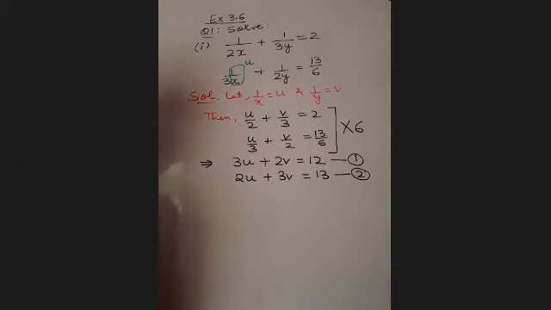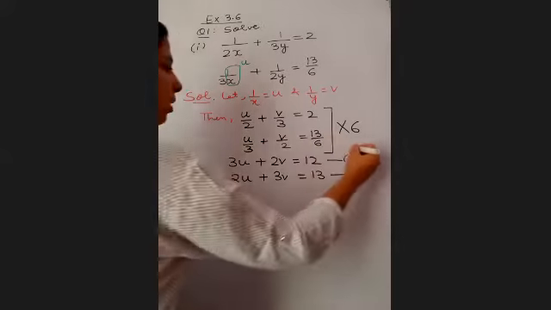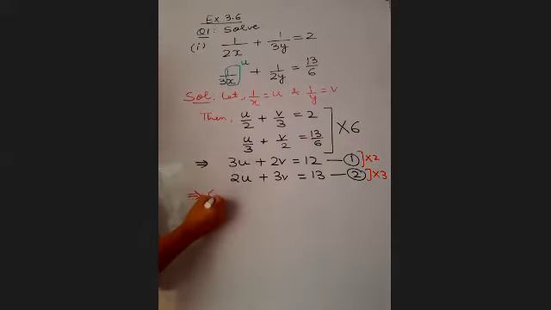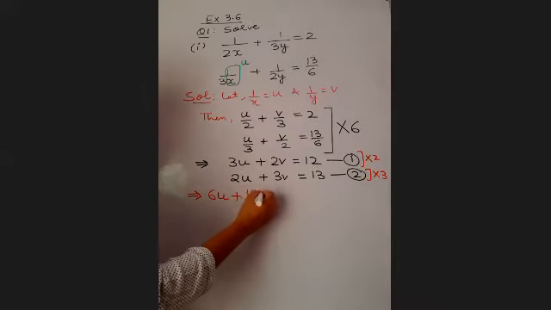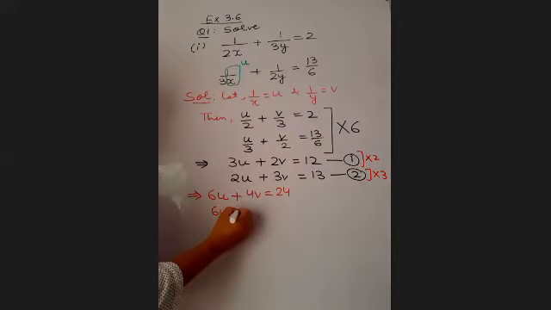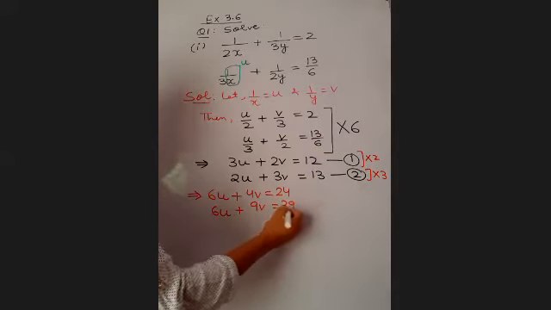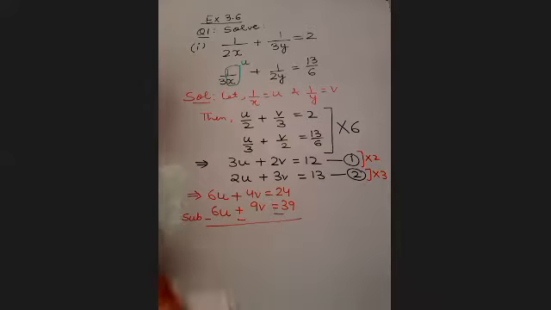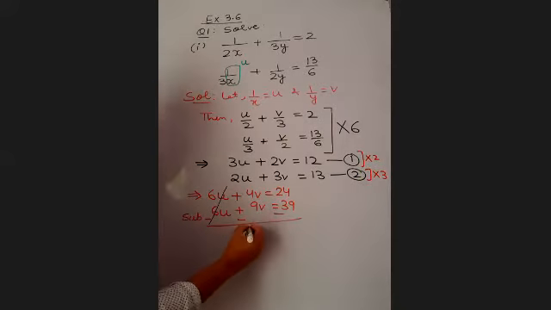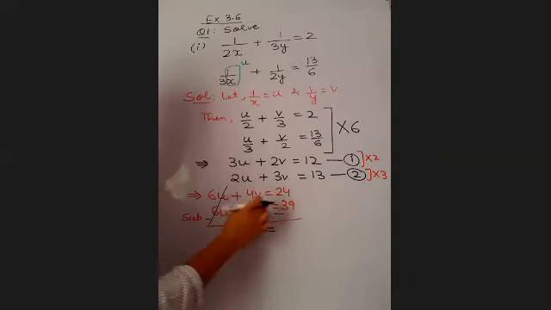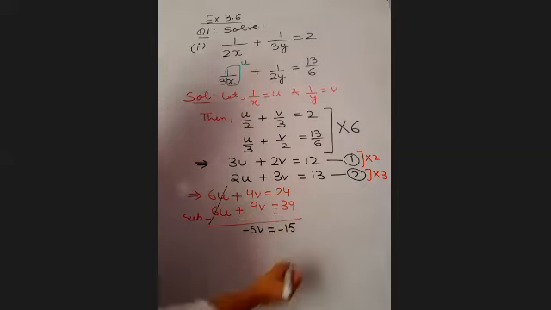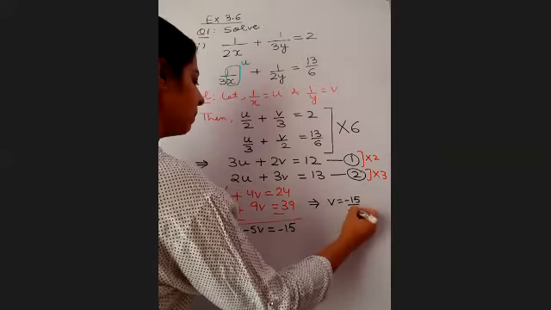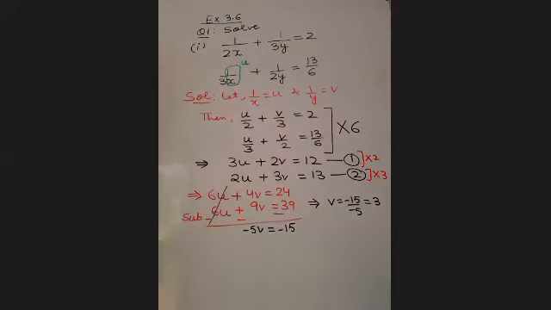So, elimination. Let us eliminate u or v, whichever you want. If I multiply the first equation by 2 and the second by 3, what I get is 6u plus 4v is equal to 24, and 6u plus 9v is equal to 39. Let us subtract, change of sign will be there. Now when we are subtracting, 6u would cancel. 4 minus 9 is minus 5v, and 24 minus 39 is minus 15. So v is equal to minus 15 by minus 5, which equals 3.